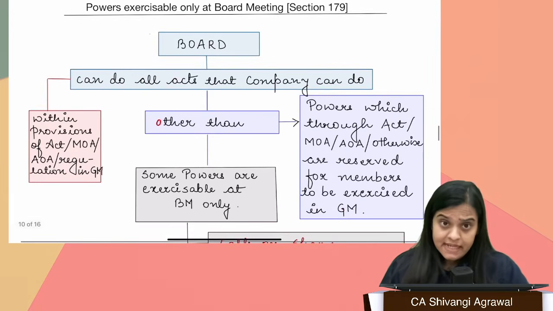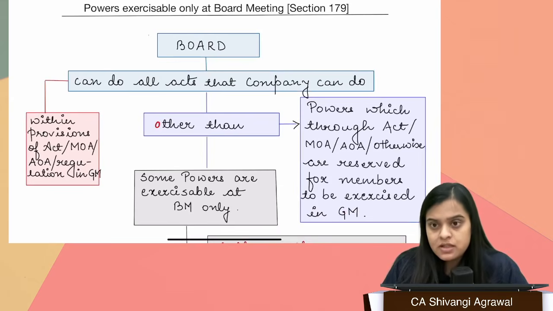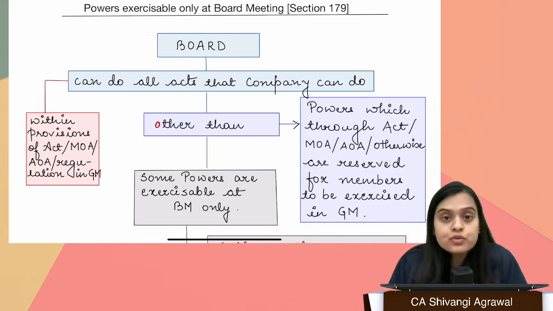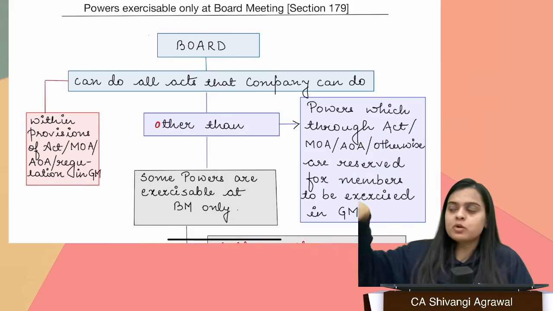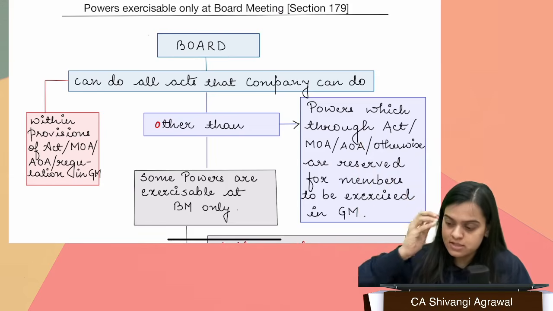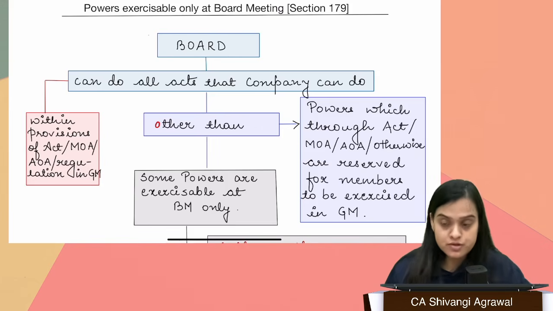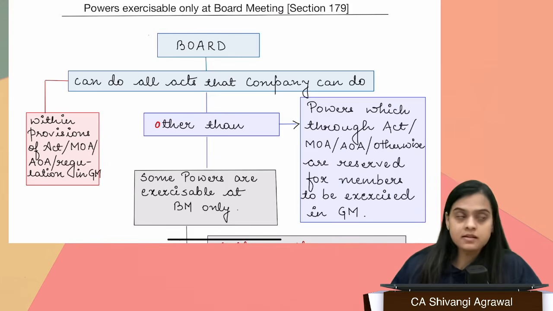Fine. Next, we move to section 179. Now, this section tells us what board can do, what is the power of the board, right? So, prima facie, board can do everything which company can do. Like, we have a memorandum of association, and in the object clause, it is written that company can enter into construction contracts. So, board, you can enter into construction contracts. Under Companies Act, it is written that a company may alter its articles. So, board, you can alter your articles.